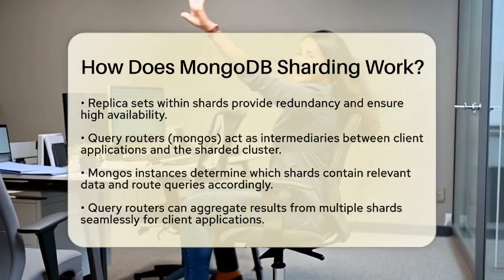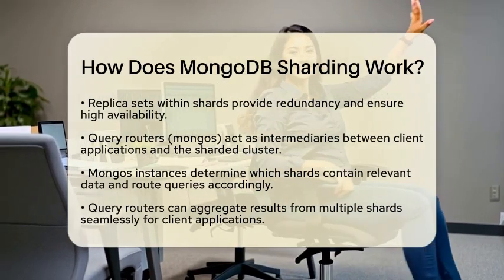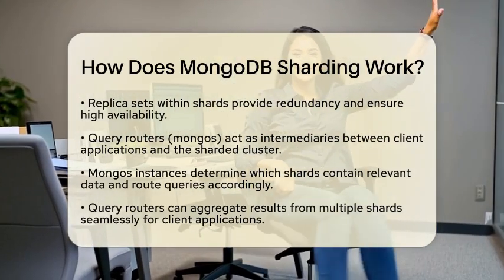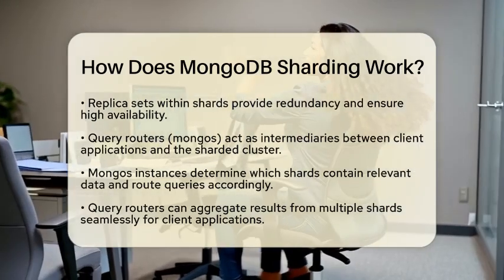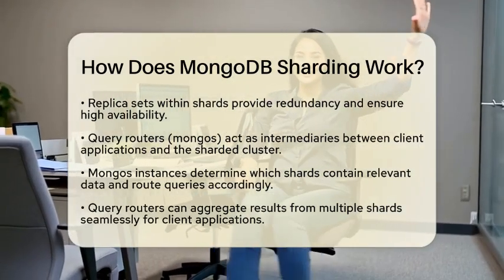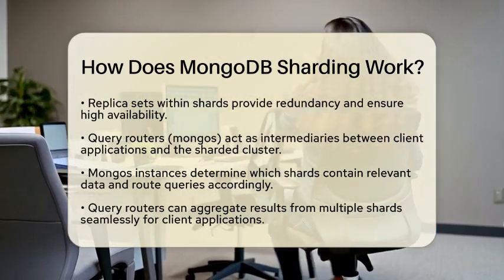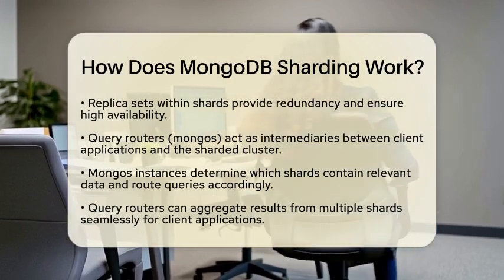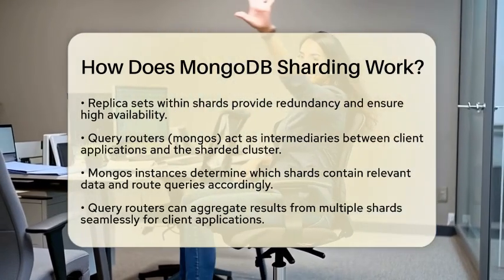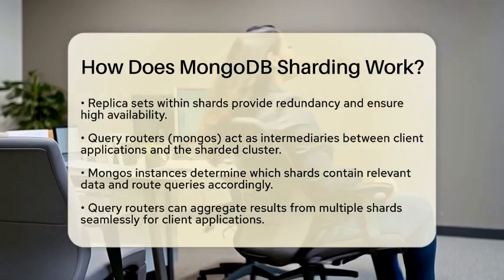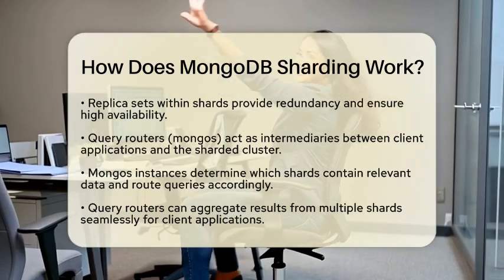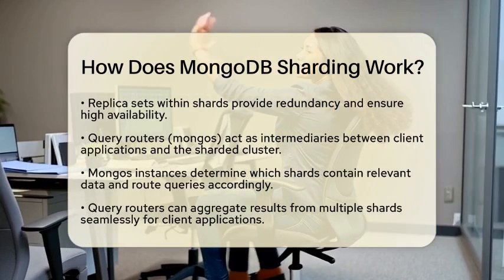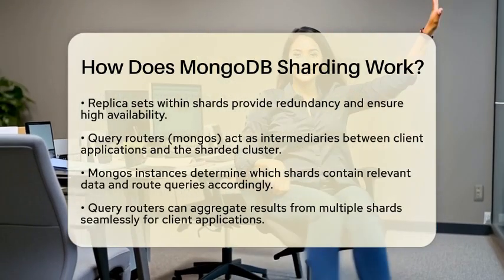Next, we have the query routers, which are often referred to as Mongos. These act as intermediaries between client applications and the sharded cluster. When an application sends a query, the Mongos instance determines which shard or shards contain the relevant data. It does this by consulting metadata and routing the query accordingly. If necessary, it aggregates results from multiple shards and returns them to the client. This routing process is seamless for the application, meaning no changes are needed on the client side.